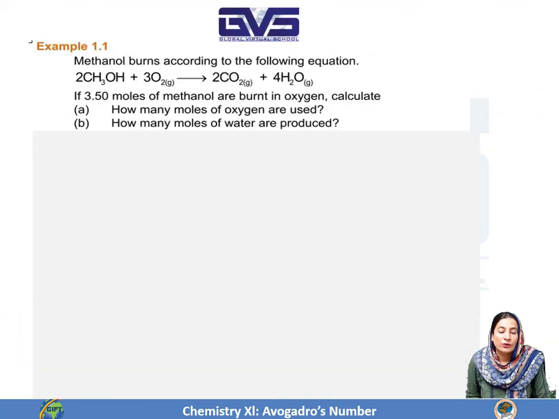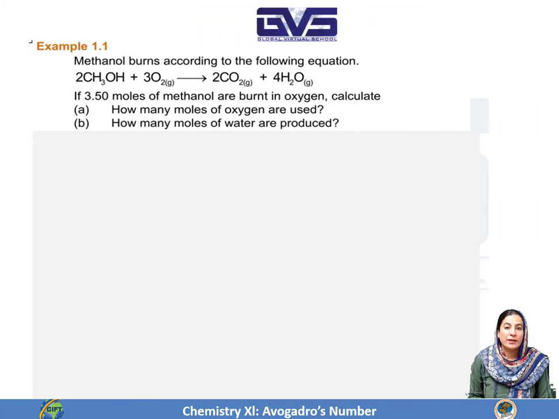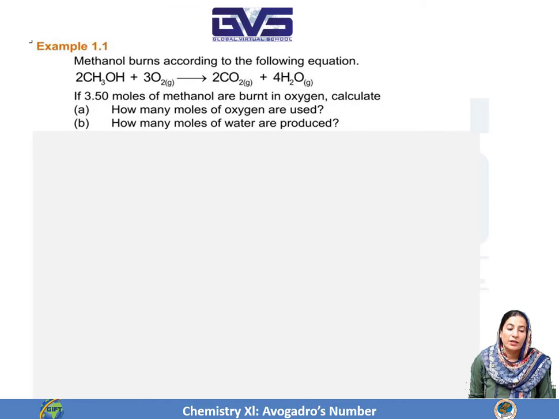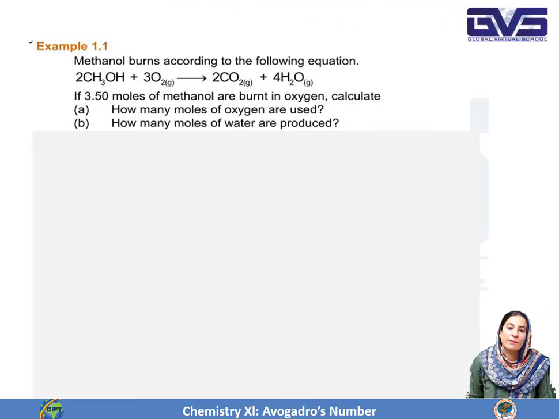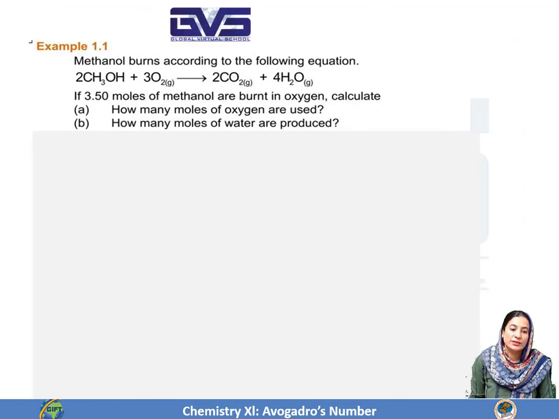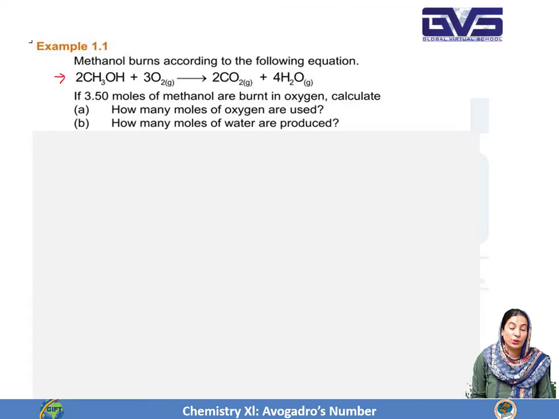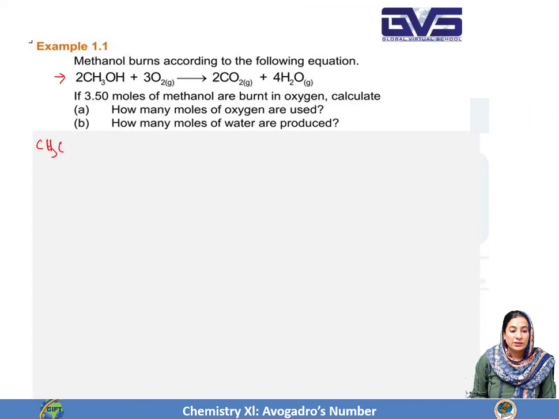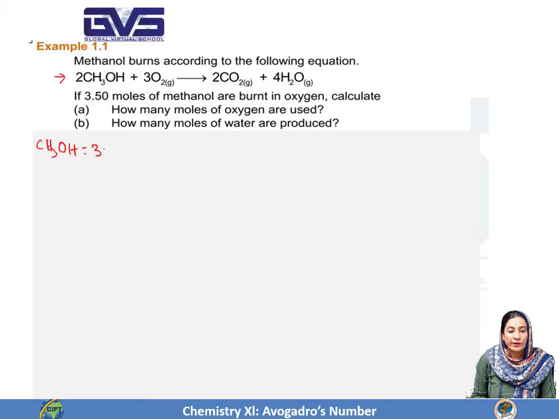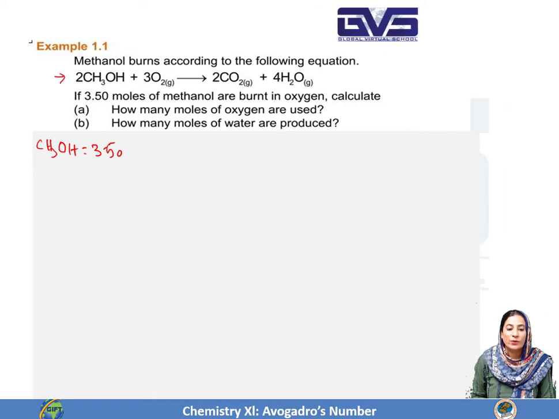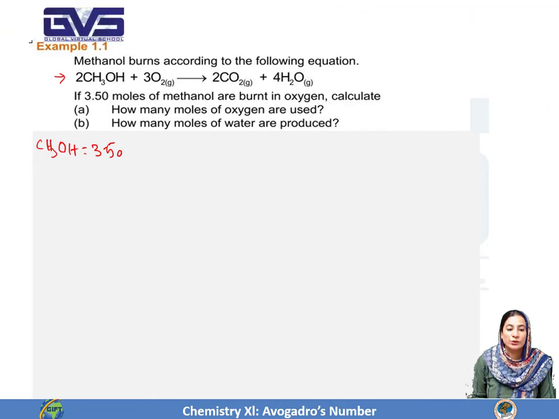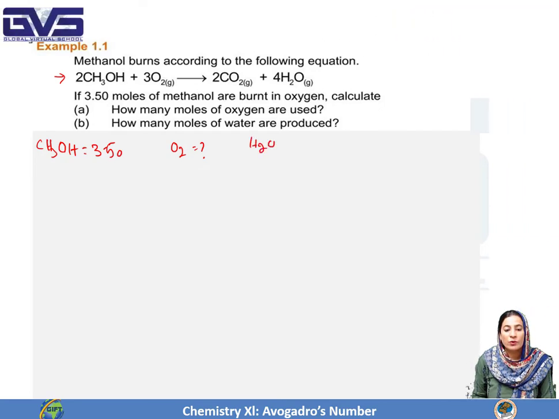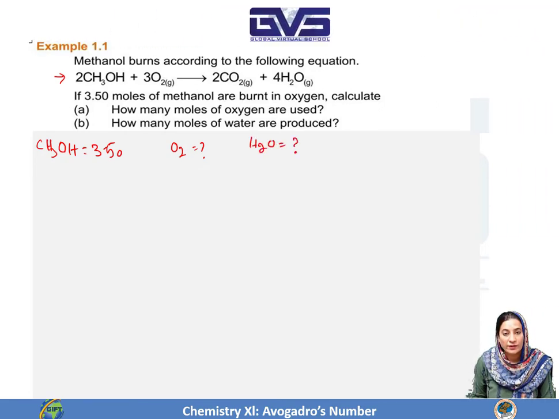Methanol burns according to the following equation. Methanol combusts with oxygen, and it gives carbon dioxide and water. If 3.5 moles of methanol are burned in oxygen, first you can see this is the balanced chemical equation. The equation should be balanced. Methanol CH3OH equals 3.50 moles. You have to find the moles of oxygen used, and how many moles of water are formed.